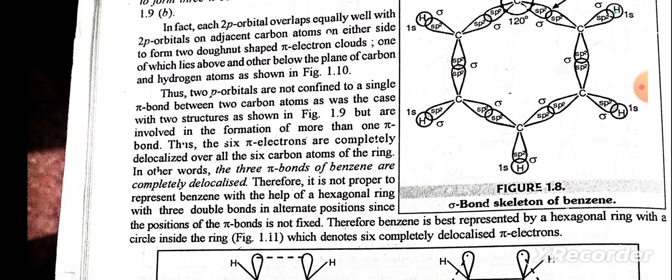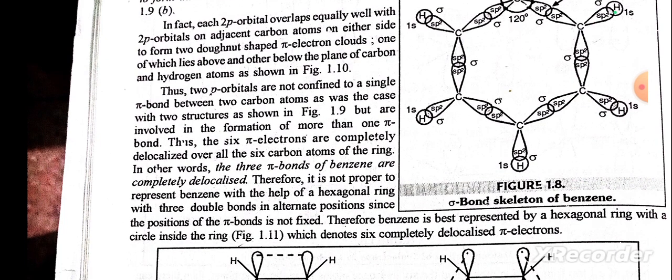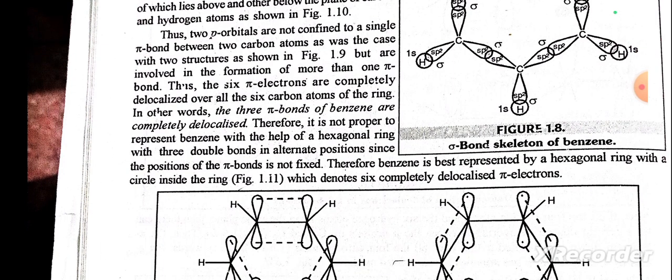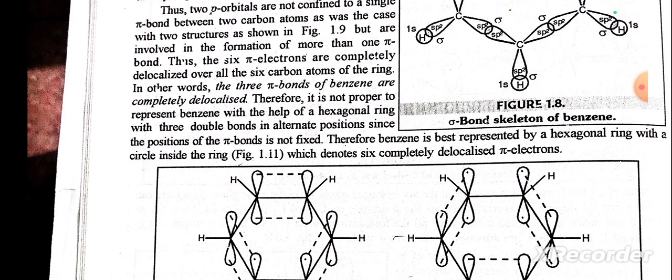In fact, the 2p orbital overlaps equally with the 2p orbitals on the adjacent carbon atoms on either side, giving two doughnut-shaped pi electron clouds, one above and one below the plane of the carbon and hydrogen atoms, as shown in figure 1.10. Thus, the p orbitals need not be confined to a simple pi bond between two carbon atoms, as would be the case between the two structures in figure 1.9.